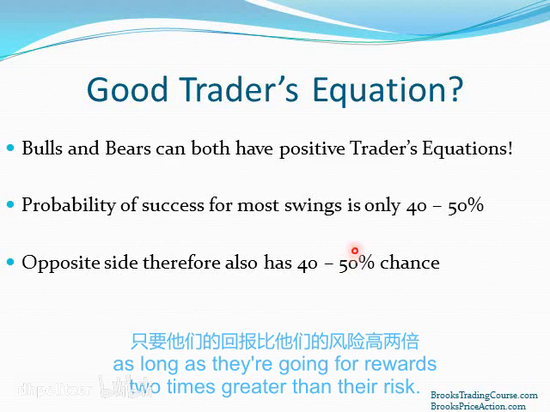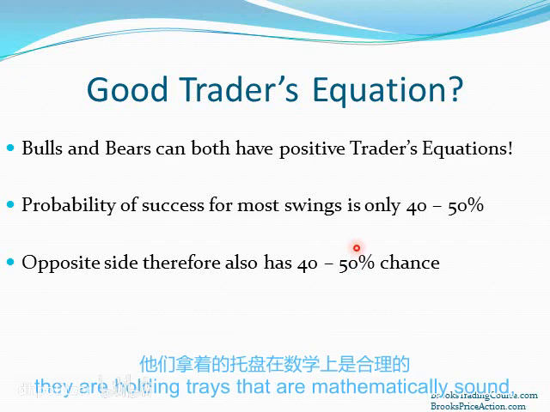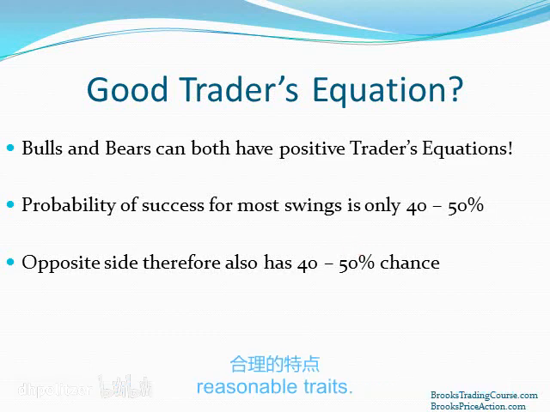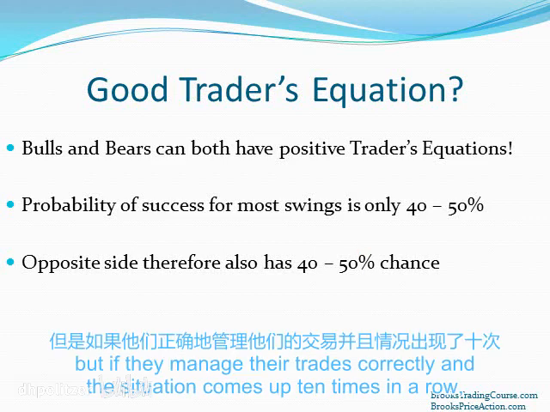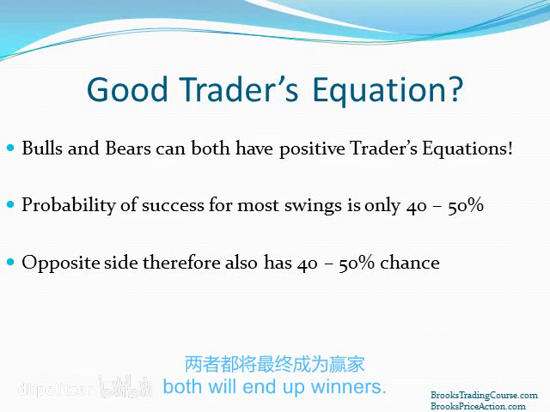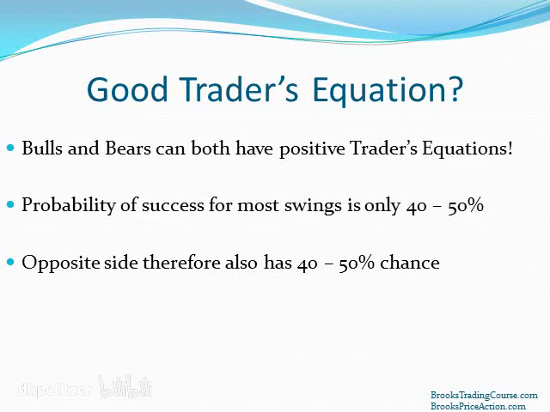As long as they're going for rewards 2 times greater than their risk, they are holding trades that are mathematically sound, reasonable trades. One side will win, the other side will lose, but if they manage their trades correctly and the situation comes up 10 times in a row, both will end up winners.